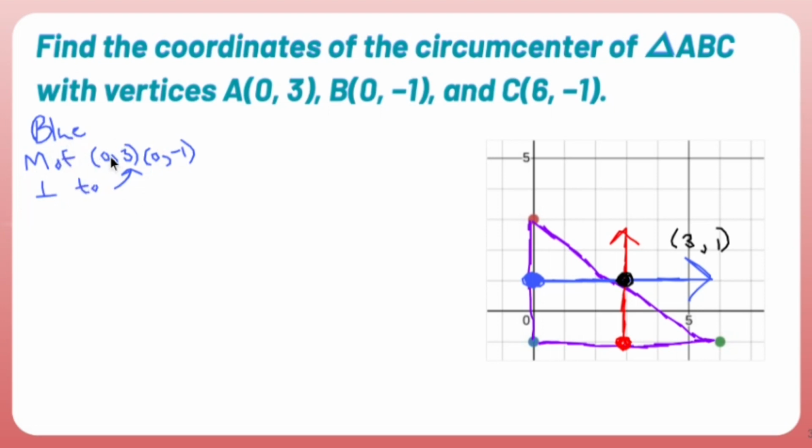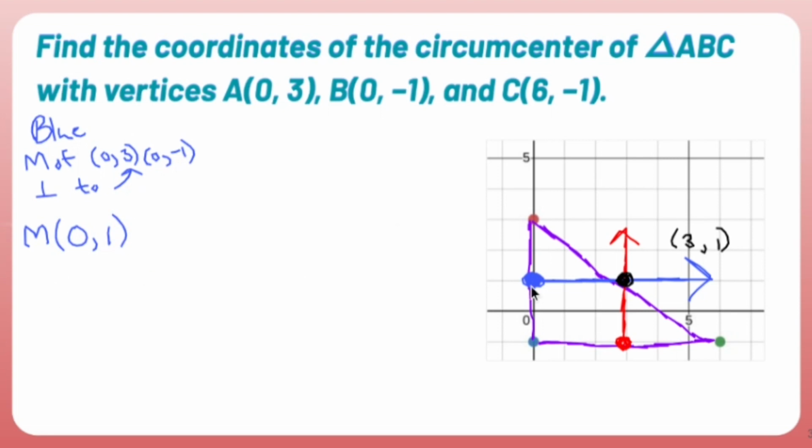The midpoint of (0, 3) and (0, -1) is the average of the x values. The average of 0 and 0 is 0 plus 0 divided by 2, which is 0. And the average of my y values is 3 plus -1, 2. Divide that by 2, 1. My midpoint is (0, 1).